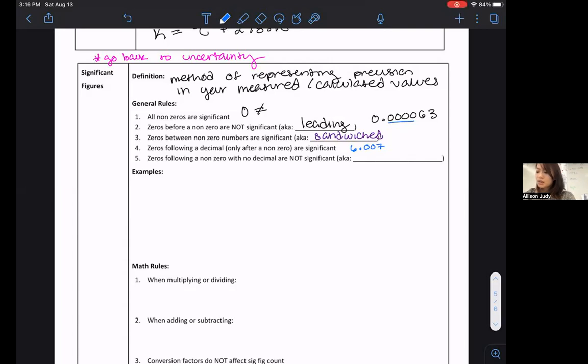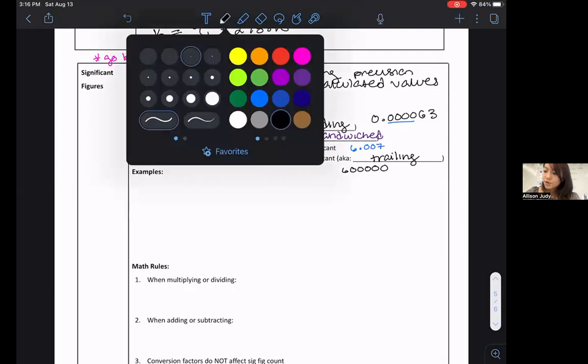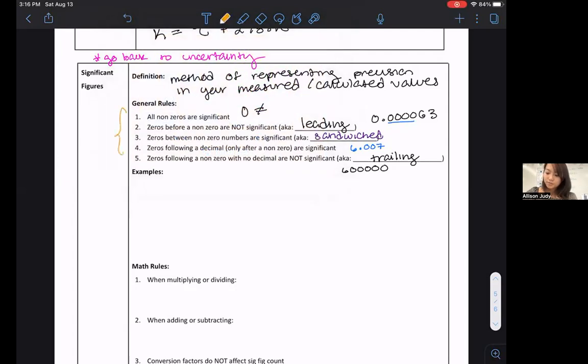Finally, zeros following a non-zero with no decimal are not significant. We call those trailing zeros. They trail behind. An example would be 6000000, no decimal. Notice something: one of the crucial aspects of these rules is that it's all about decimal placement. Where your zeros and your values fall in relation to the decimal point is the determining factor.